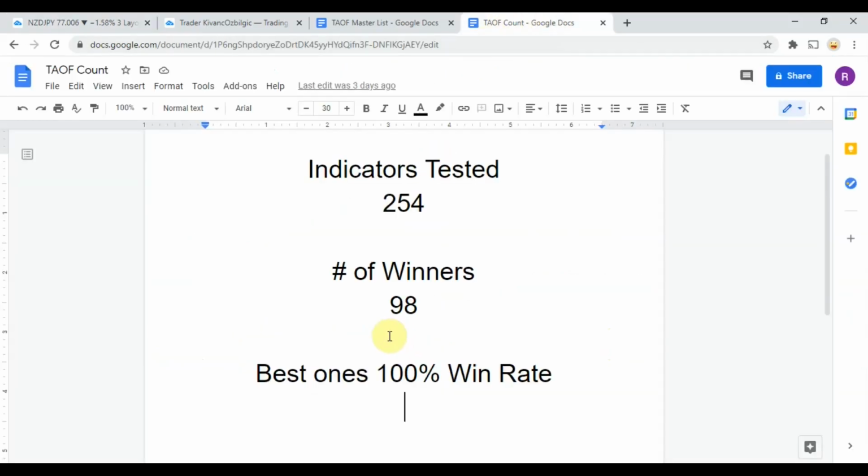Before we do though, I wanted to put the indicator scoreboard up for everyone to see. So to date, we have tested 254 indicators, and out of those 254 indicators, 98 of them have been winners, which means that they have met or exceeded the 60% win-loss ratio threshold that we have set for them. The best ones so far were able to achieve a 100% win rate.